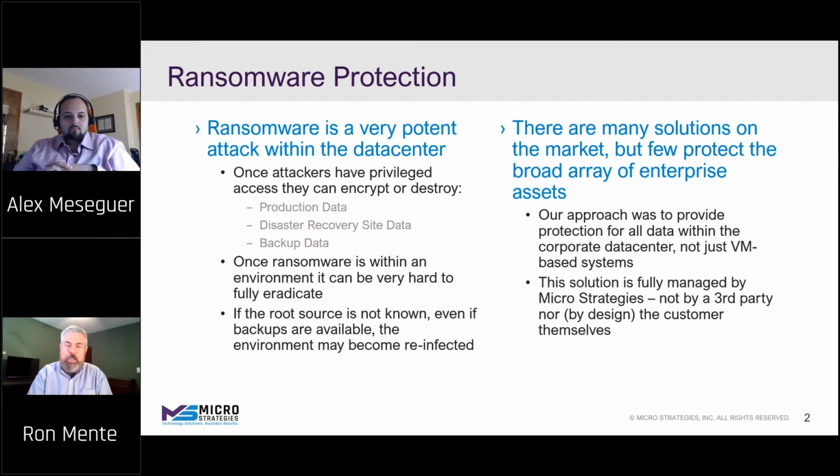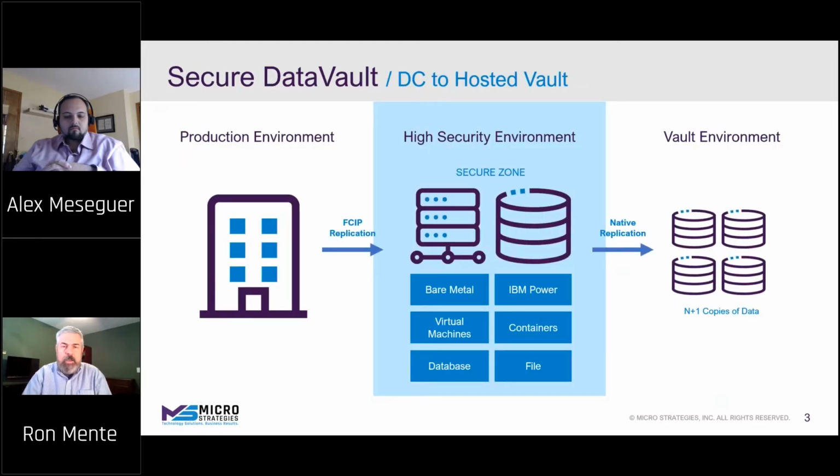So let's take a look at what the architecture looks like. This is an example of a data center to a hosted vault. I'm also going to show a cloud version. This looks very similar. You have your production environment, and within that environment, you have things like your bare metal servers, maybe some mid-range servers like IBM Power, all of your virtual machines. You might have started using containerization. You have databases, file access, whatever that piece is. What we want to do is take that data from the production environment and move it into a high secure environment. So we replicate it over. FCIP in this particular case, but lots of ways to get there depending on what you have running in production.